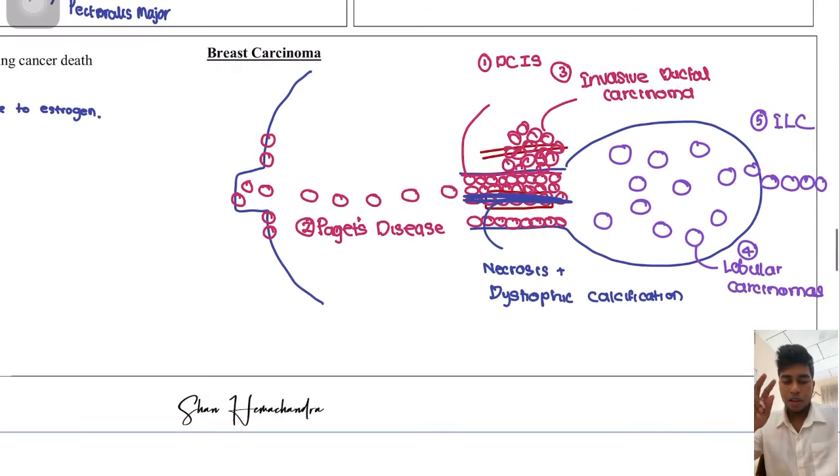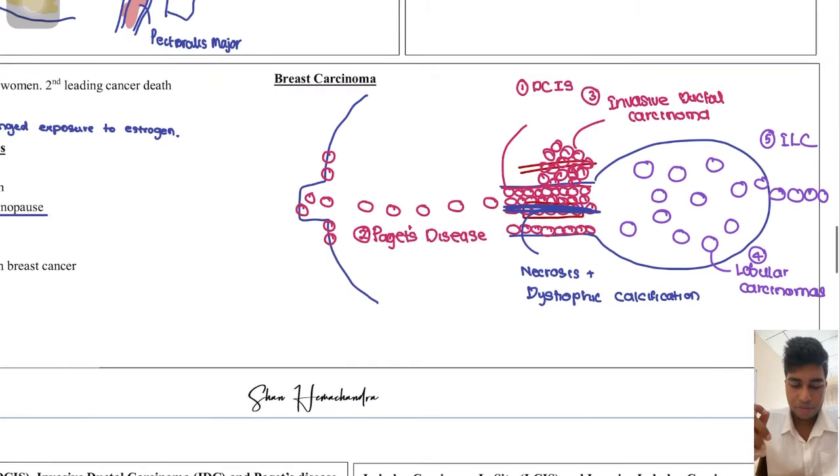Okay, so what I need you to understand from this is, basically we have two locations in which carcinomas can occur. One is the ducts, the other one is the lobules. And if either of them invades, we call that invasive carcinoma of the duct or the lobules. If the ductal carcinoma goes to the nipple, it's called Paget's disease.